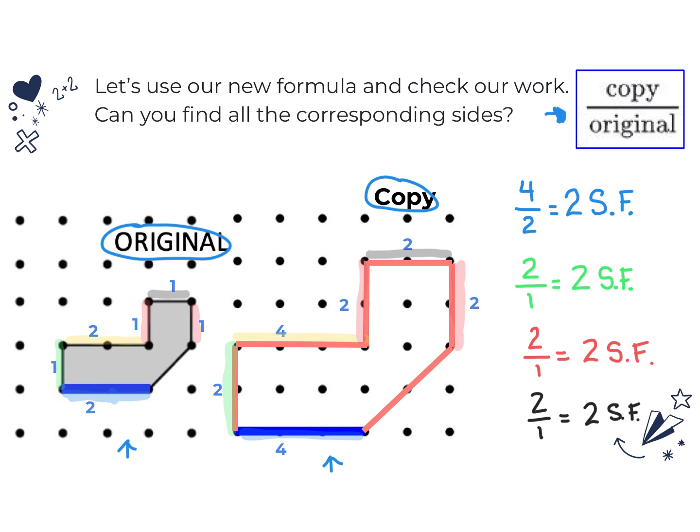So what we're doing right here in all of these different formulas is we are checking. We got the same number each time, 1, 2, 3, and 4. Each time we did our ratio of copy over original, we got the exact same number for the scale factor, 2 each time, which means that when we enlarged our shape, we did it correctly. Using the corresponding sides formula of copy over original, we were able to go back and find the scale factor.